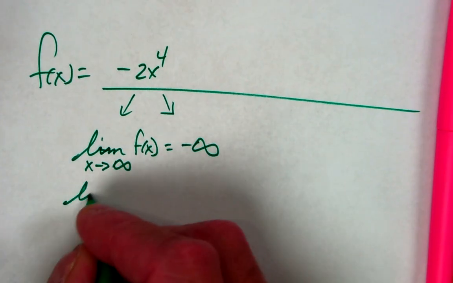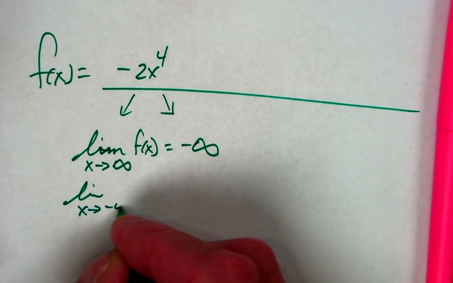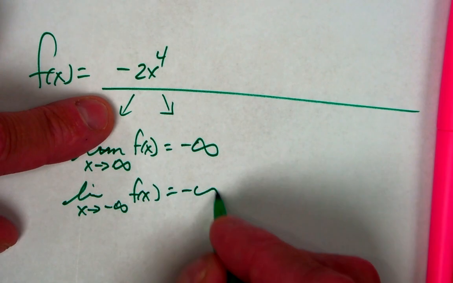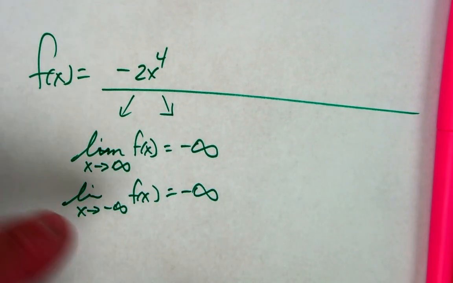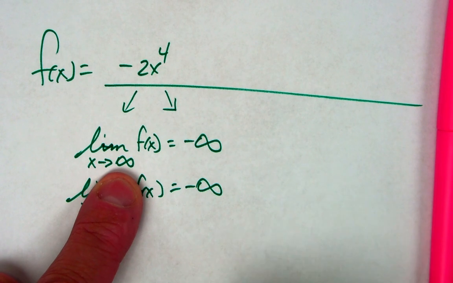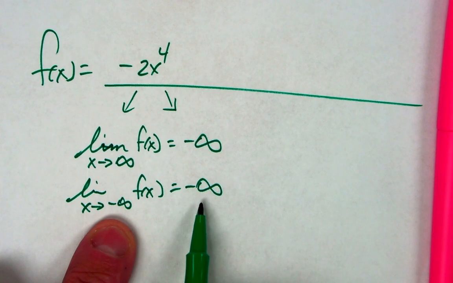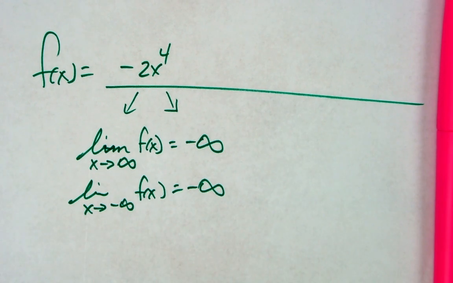We could also say the limit as x approaches negative infinity of f of x on the other side is also negative infinity. So what this is saying on the right side, it's going down. On the left side, it's going down. Get used to that notation. We will need that notation throughout. Matter of fact, look on the board over there. We're doing limits in calculus right now. So you need to be able to do that. Okay? That look easy?